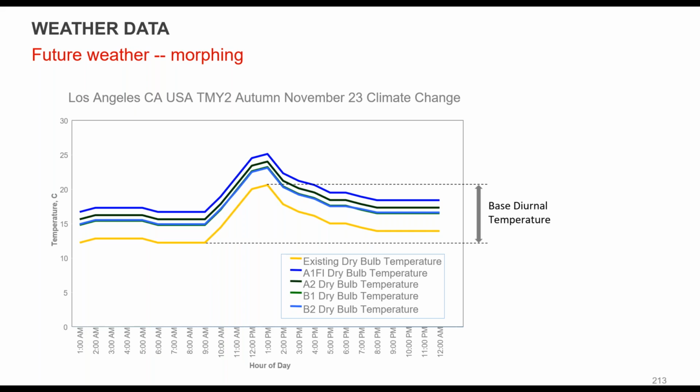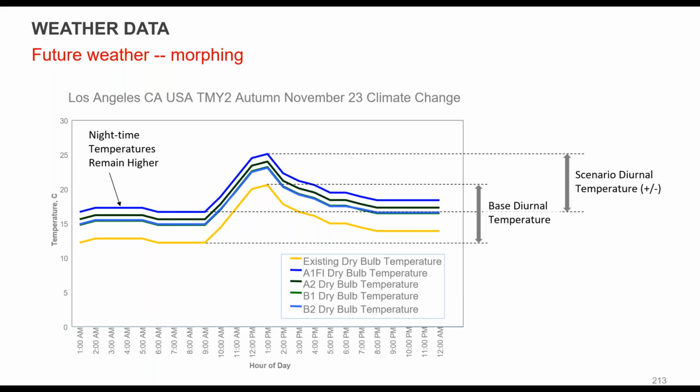And so there's a base diurnal temperature, high to low for the day, temperature spread. There's also a scenario diurnal temperature, and that is often a little bit less. It's sort of compressed. The nighttime temperatures remain higher. And so you'll see some of that. And then there's also the scenario delta temperature. So there are lots of things going on in morphing. It's not just simply taking the scenario delta temperature, but it's also changing the diurnal temperature as well to adjust for that. So there are a number of models out there that do a good job of this.